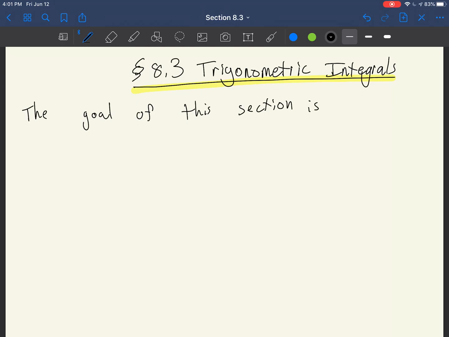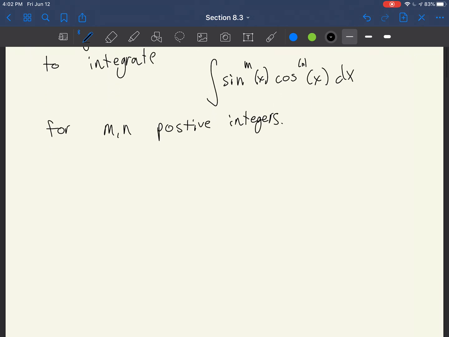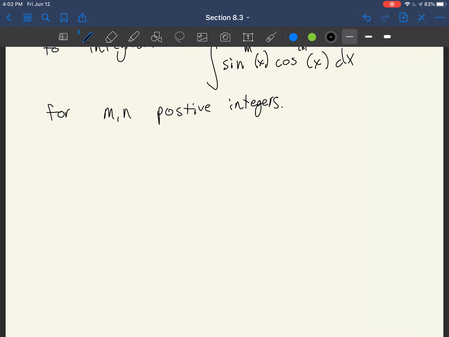is to be able to integrate integrals of the form integral of sine to the m of x cosine to the n of x dx for m and n positive integers. So we're looking at powers of sine and cosine.